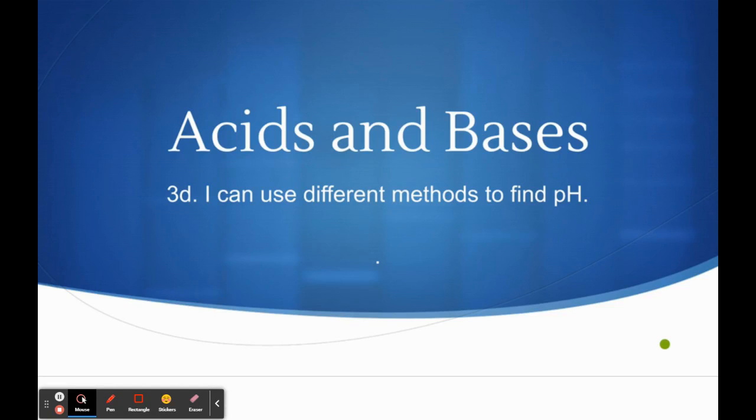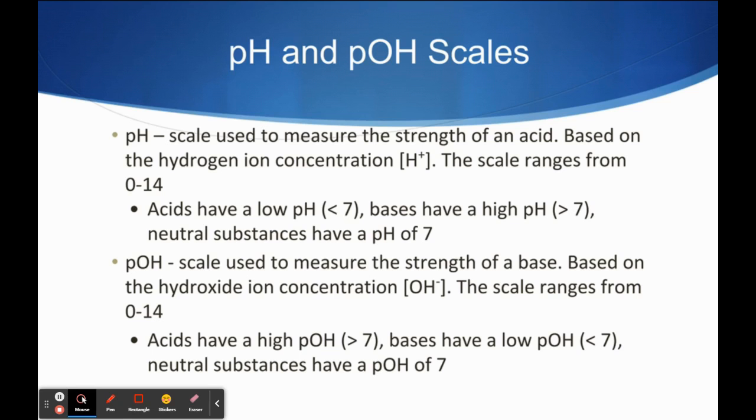I can use different methods to find pH. So I want to start by talking about pH and pOH scales. The pH scale is used to measure the strength of an acid, and it is based on the hydrogen ion concentration, or the H+ concentration. The scale ranges from 0 to 14. Neutral substances fall right in the middle of the pH scale at 7. Acids will have a lower pH than 7, and bases will have a higher pH than 7.